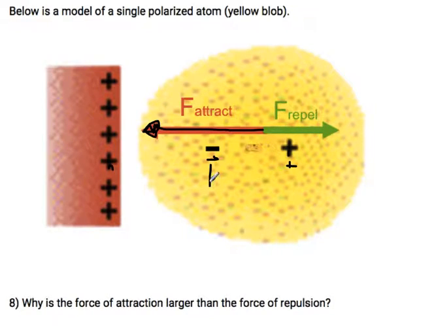If you take a look at this negative charge here, we get a distance that far away from the positive charge, and if we look at the positive charge, we get a distance of that big, which is about twice as big. So since it's about twice as big, the force is going to be less.